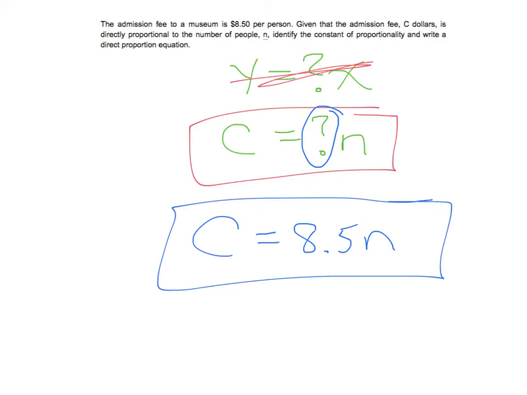That's it. Technically, if you have 8.50 N, that's okay too. A lot of times the price per person or amount per item, that is the rate. That's the constant. This one looks like it's a challenge. It's super easy.